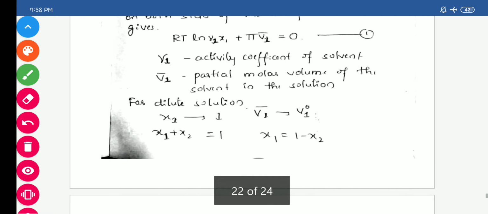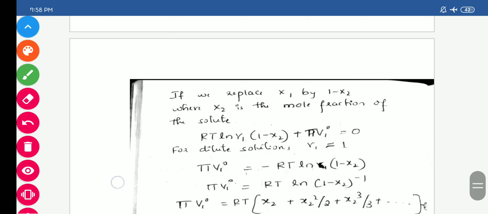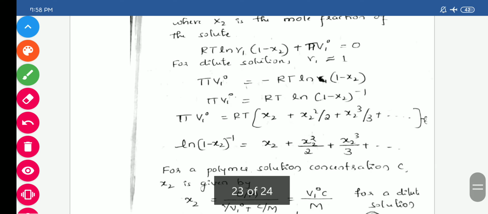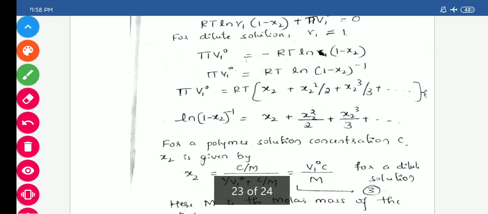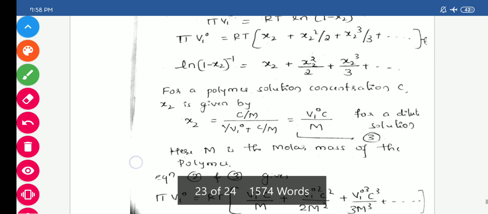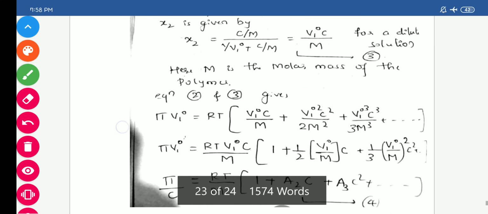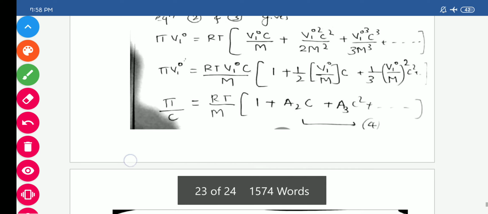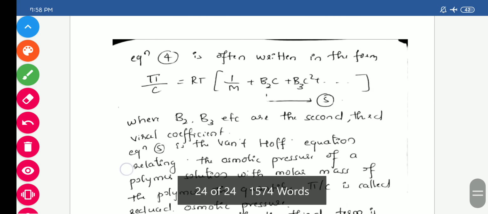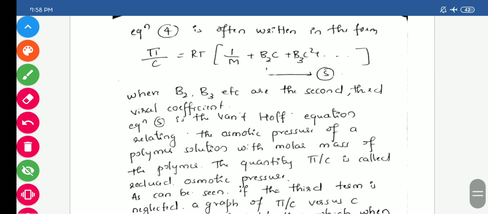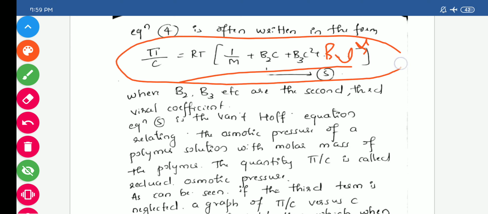Applying this for a dilute condition, the activity coefficient gamma becomes 1, and the value of x1 is replaced by 1 minus x2. Rearranging the equation, writing the expansion of the logarithmic value, and replacing the mole fraction x2 with the concentration C by M, after all the mathematical steps, finally we get pi by C is equal to RT by 1 by M plus B2C plus B3C square and B4C cube, C raised to 4, and so on. This equation is called the Van't Hoff equation.